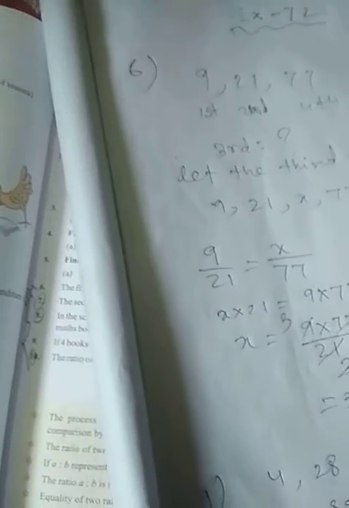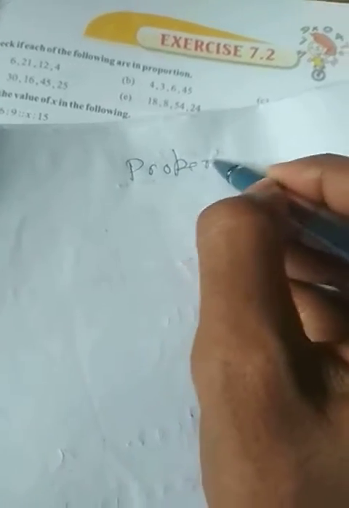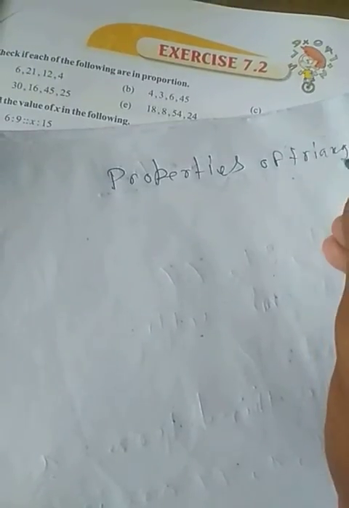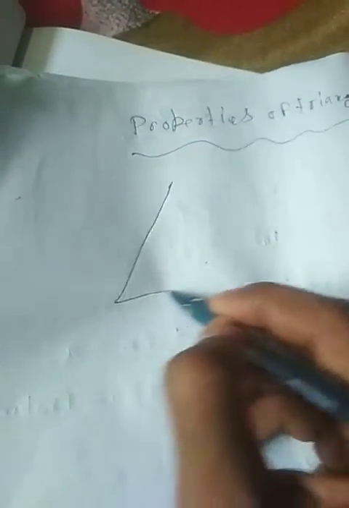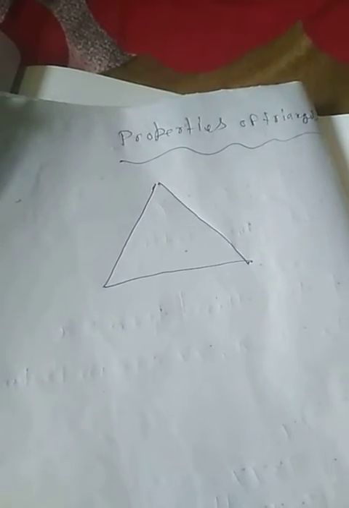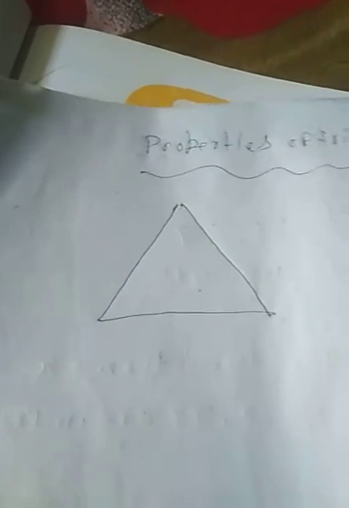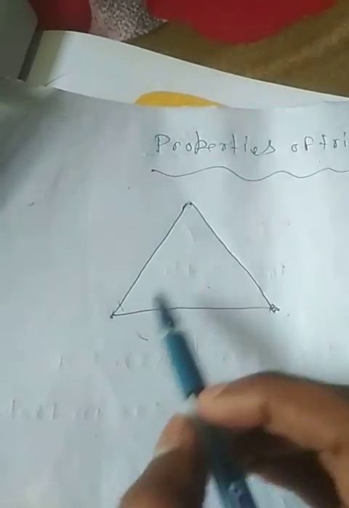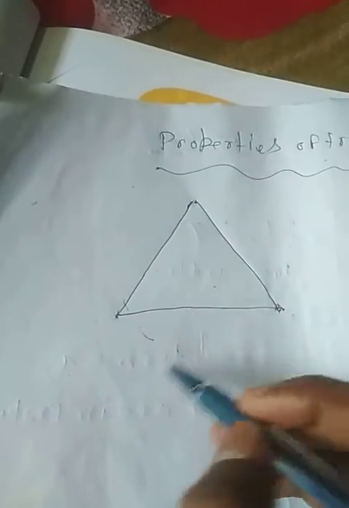Okay, now we are starting a new chapter: properties of triangle. In this section you will get some idea about the triangle. What is a triangle? The first and basic question. A triangle is made of three sides when they make a closed picture. That means three sides are joined at three different points, making a shape that is known as a triangle.